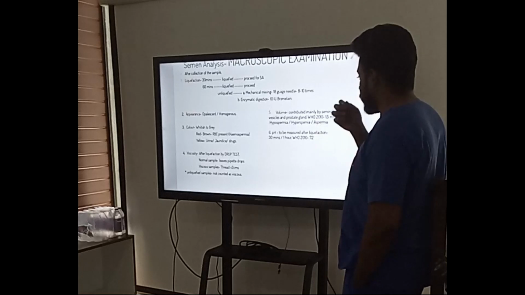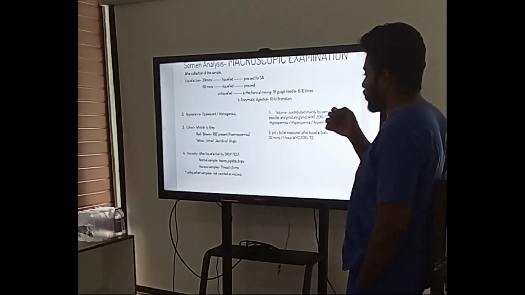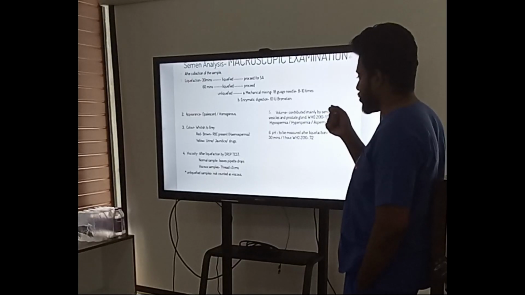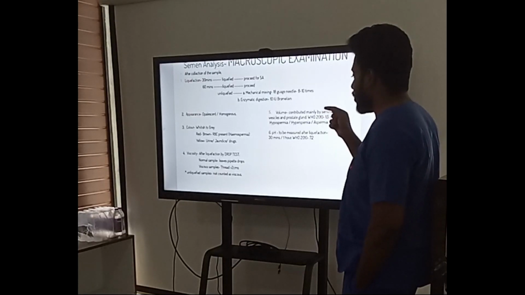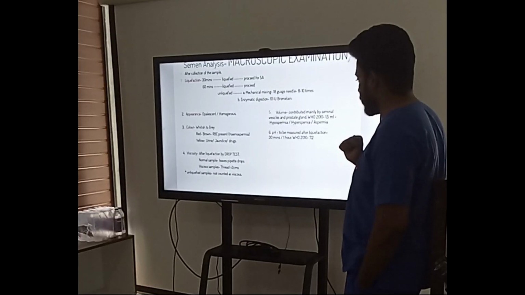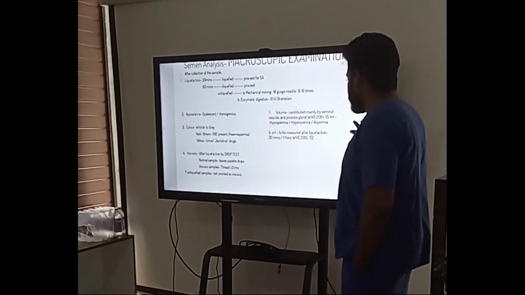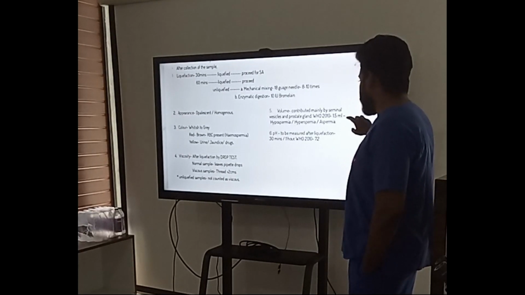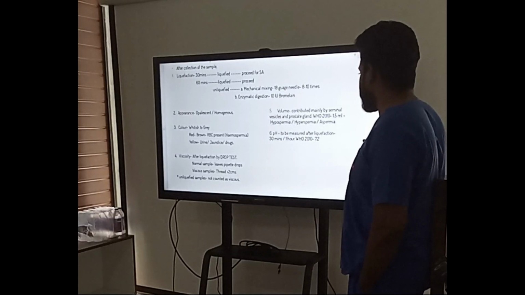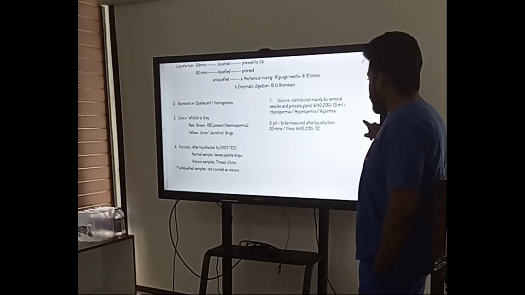And the viscosity, as I have told you, it should leave the drop in discrete drops. If it is forming a thread-like structure even after 60 minutes, more than 2 centimeters, that sample has to be called a viscous sample. And the volume is 1.5 ml as per 2010, and as per 2020 guidelines it is 1.6. The pH should be somewhere around 7.2 to 7.4.